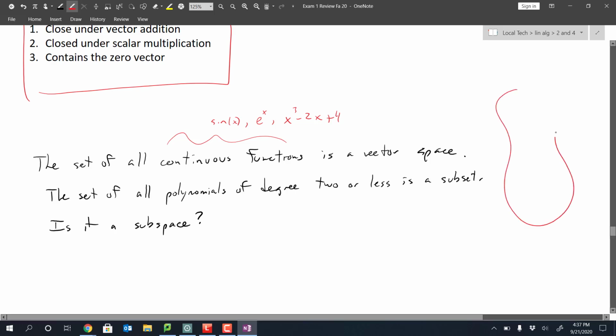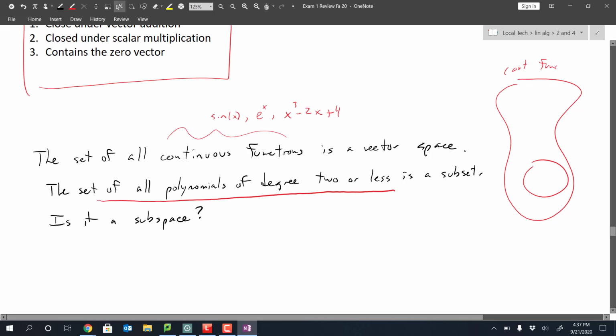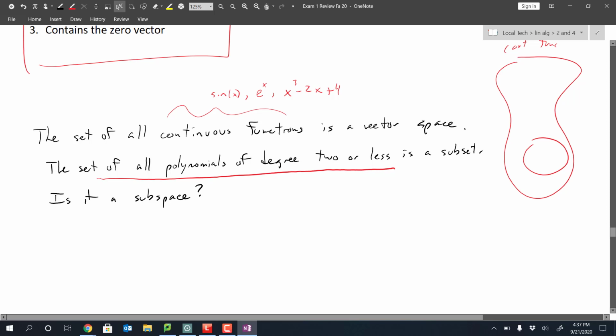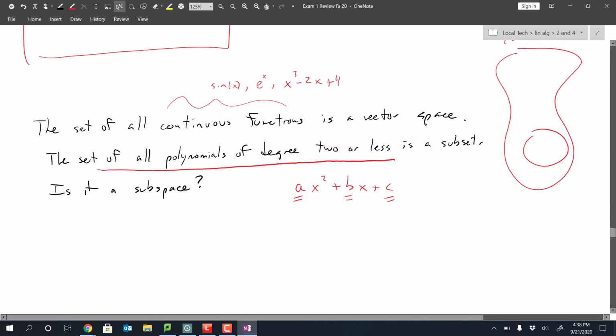But if that's our big giant space here, continuous functions, then the set of all polynomials of degree 2 or less, well, that lives in here somewhere. Now the question is, that subset of continuous functions, is it actually a vector space? Well, the set of all polynomials of degree 2 or less would look like this: ax squared plus bx plus c for some real numbers a, b, and c. So now we have to show that this satisfies the properties. So first, is 0 in our set, which I'll call V here? Well, if I let a, b, and c equal 0, I would have this guy, which is equal to 0.